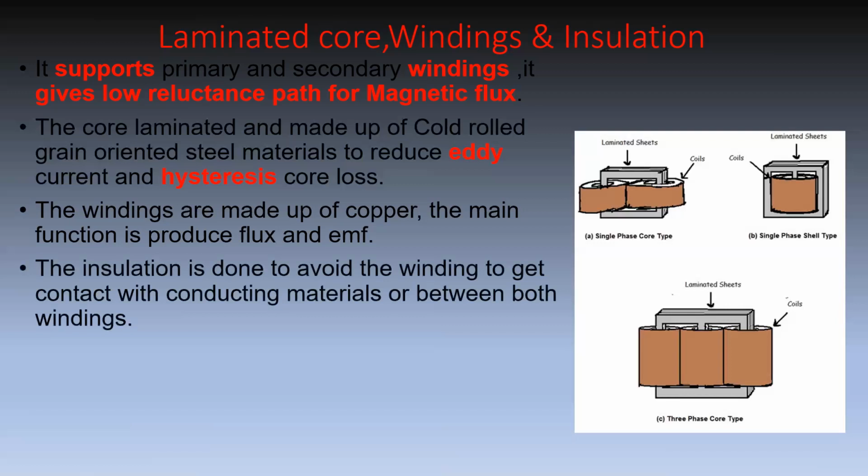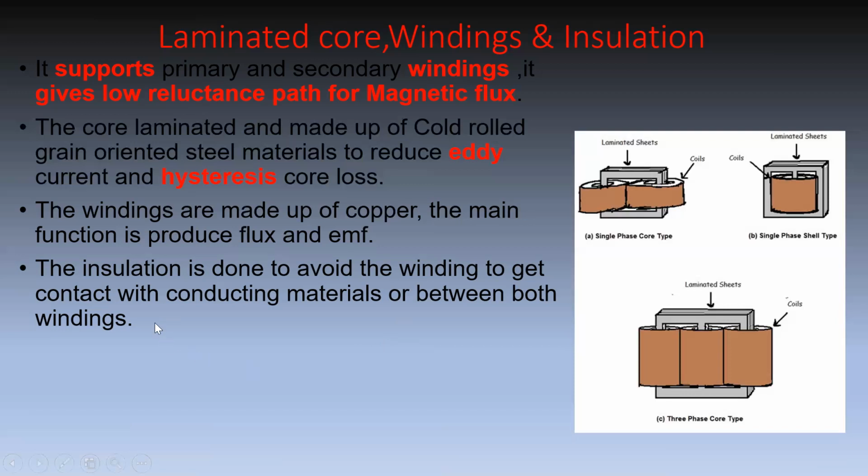And next one, what is insulation? Insulation is to avoid the contact between the conducting materials. Suppose we have these two windings, the primary and the secondary winding. There should be insulation. They should not get contact with each other. If temperature is increasing, it gets shorted. Primary voltage is different, secondary voltage is different. So both windings should not get in contact. So we use an insulating material. The insulation is wrapped upon the copper winding.